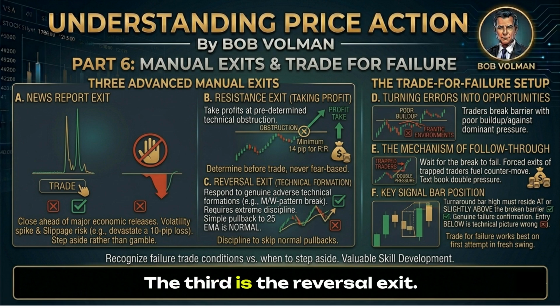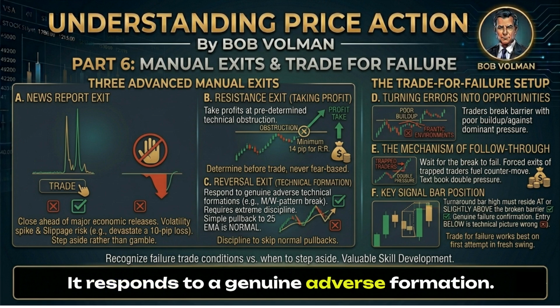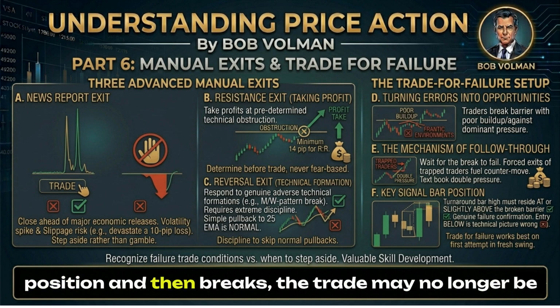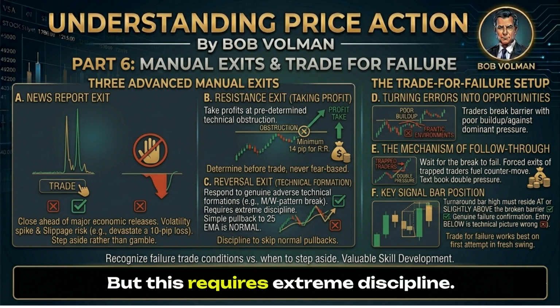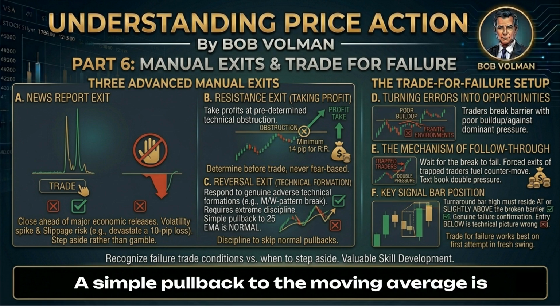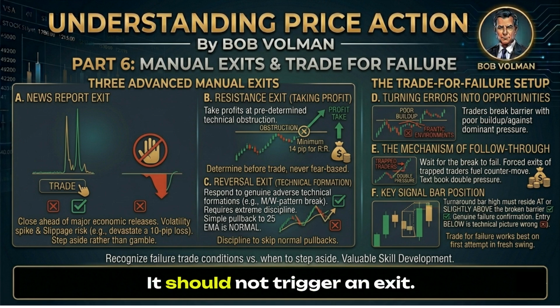The third is the reversal exit. It responds to a genuine adverse formation. When an M pattern or W pattern builds against your position and then breaks, the trade may no longer be valid. But this requires extreme discipline. Most urges to exit are fear-based, not technical. A simple pullback to the moving average is completely normal. It should not trigger an exit.